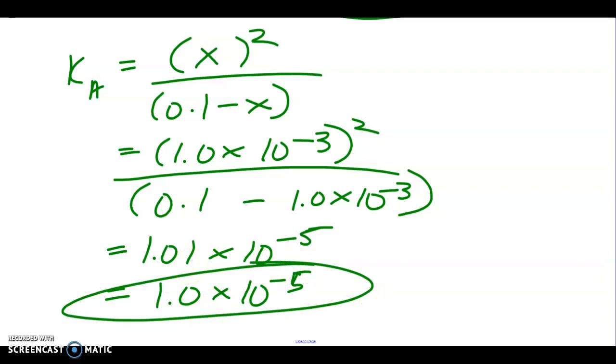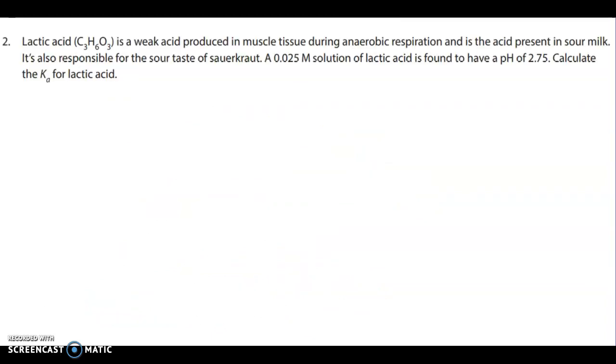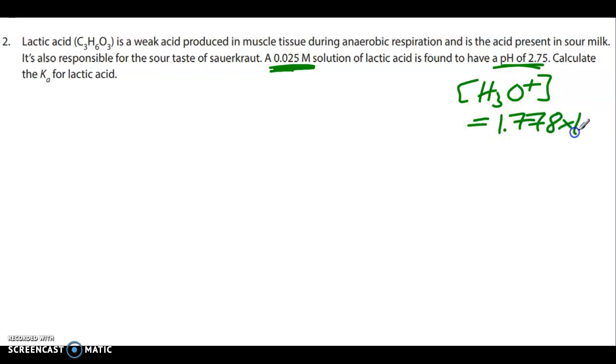Okay. So number 2 is very similar. We have lactic acid. It's in sour milk, which gives us our sauerkraut taste. Again, our little story. We have the concentration initially. From this pH, we can get the hydronium concentration, which is at equilibrium, 1.778 times 10 to the negative 3 moles per liter, and then calculate Ka. In exactly the same way we just finished saying in the last one.